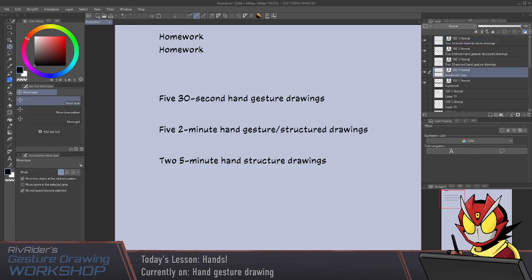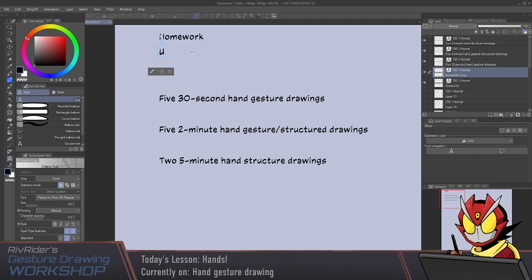Let's move this here. Use lineofaction.com's hand, what is this called again? Hands and feet. Hand and feet section.